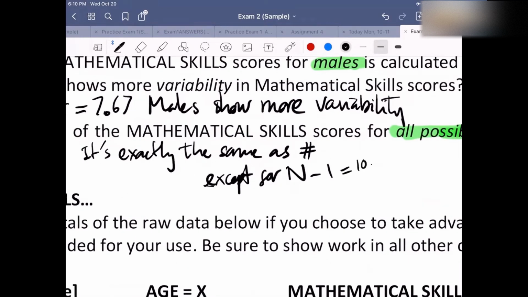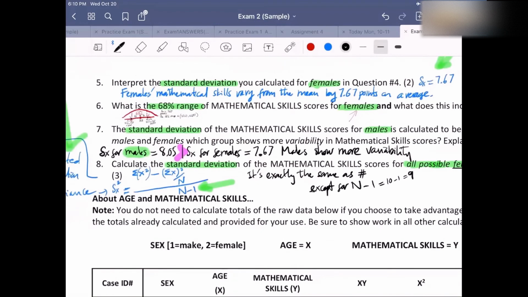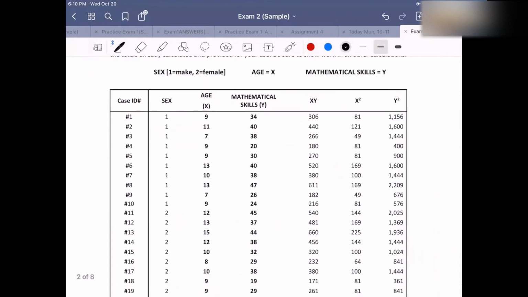That means 10 minus 1, which is 9, right? So you just have to use the 9 for the bottom one, okay? And I'm going to let you guys do this on your own. Use exactly the same numbers for females, and then just the bottom, instead of n, which is 10, now you have 9 for the bottom. Okay. All right. So for the next part, they gave you the same data set, right?